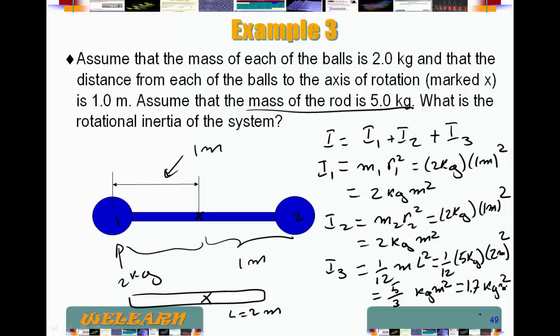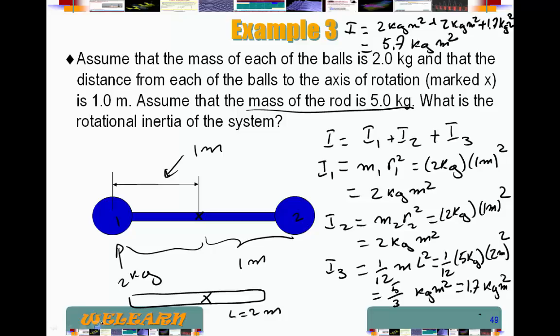So I'm going to write it on top here. So that's going to give us the overall I is going to give us 2 kilogram meter squared plus 2 kilogram meter squared plus 1.7 kilogram meter squared. So this is going to be 2 plus 2, 4 plus 1.7, that's 5.7 kilogram meter squared.